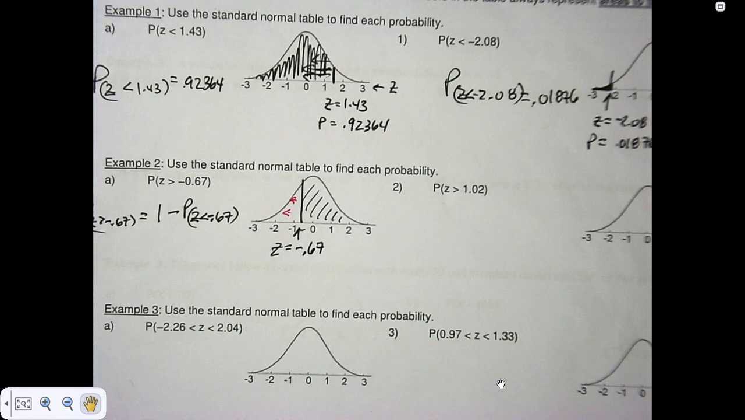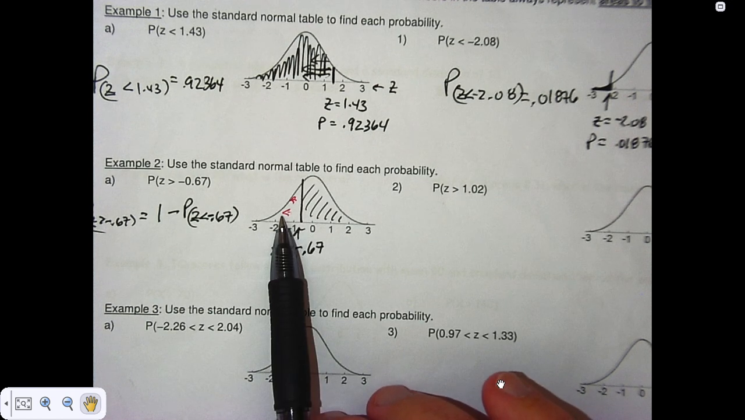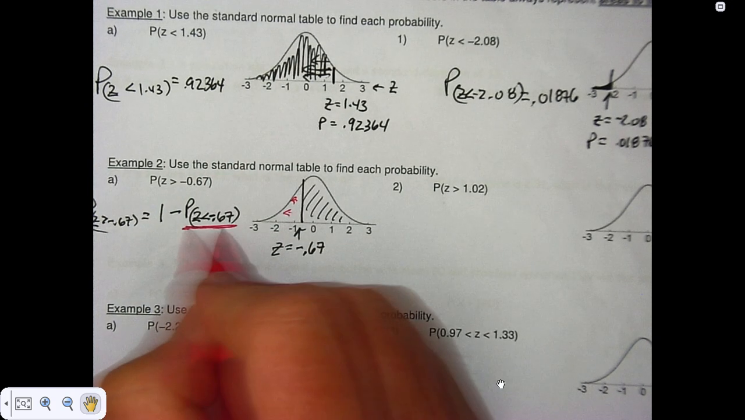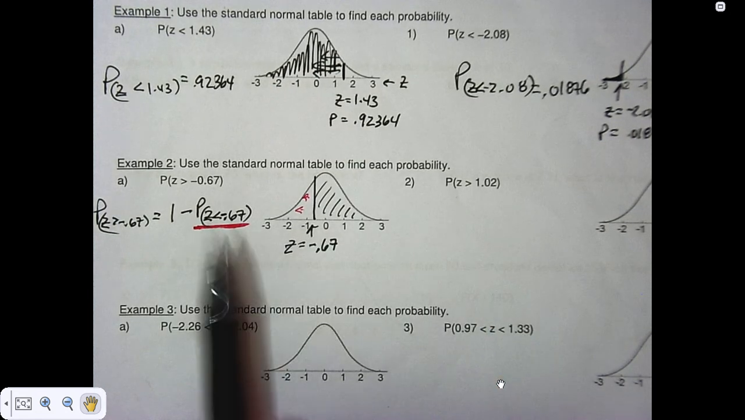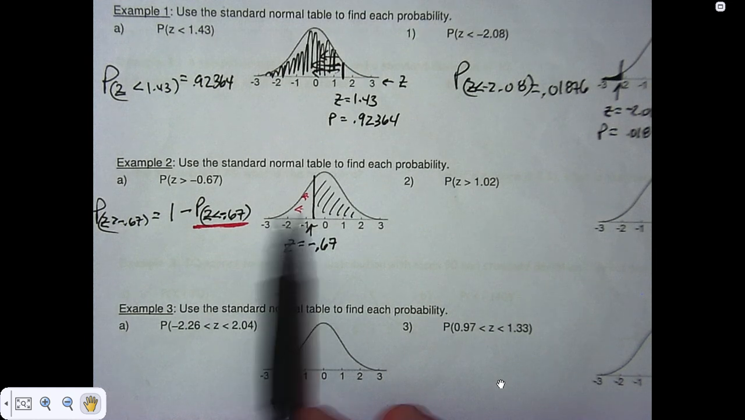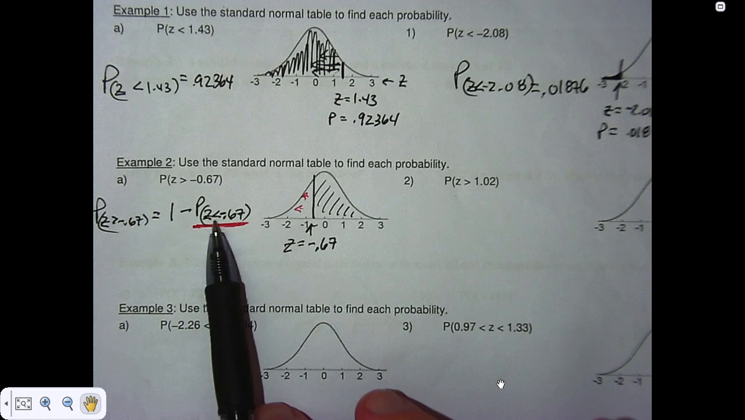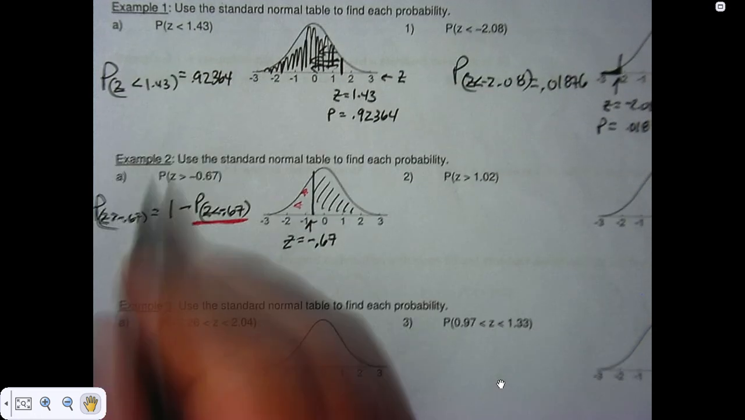Okay? So what I'm going to do is find the area in red. The area in red is this right here. I just underlined it in red. Hopefully you can see that. I'm going to find that area, and then I'm going to subtract it from the entire curve. The entire curve is probability of 1. I subtract this area off from it, and I'm going to have left the area in black, and that's what I'm looking for.